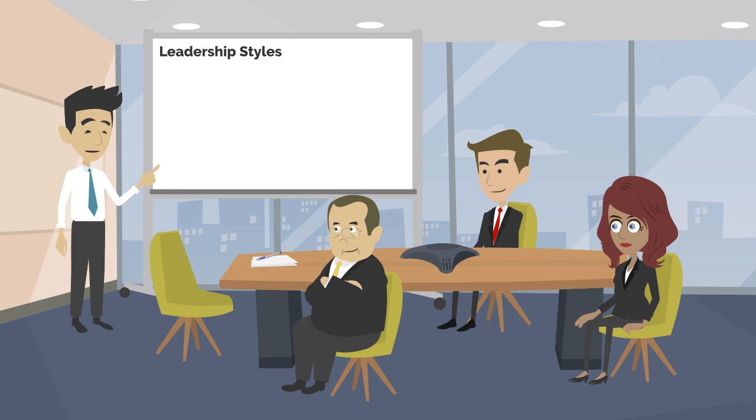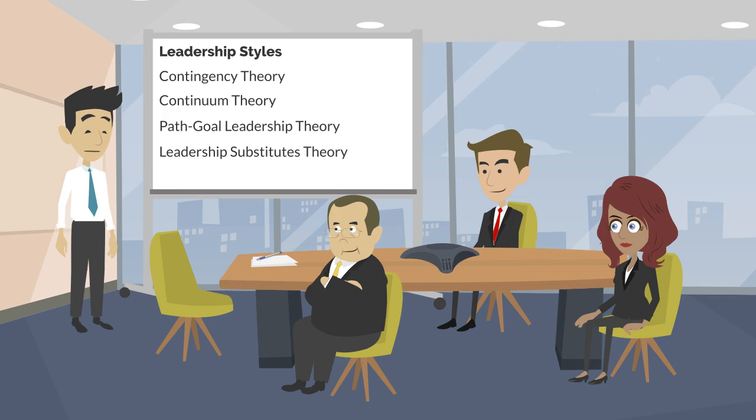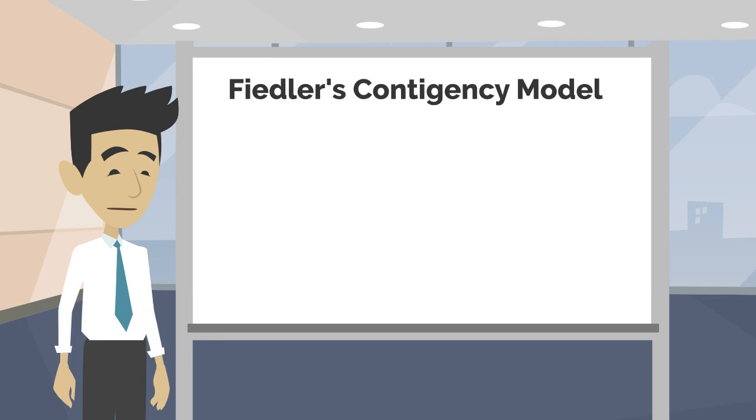Today, we will be talking about four separate theories: contingency theory, continuum theory, path-goal theory, and leadership substitutes theory. First, we will discuss each theory and point out the strengths and weaknesses of each. Then we will identify which theory would work best at Baptist Health of Jacksonville, Florida. Finally, we'll talk about how the selected leadership theory could be implemented.